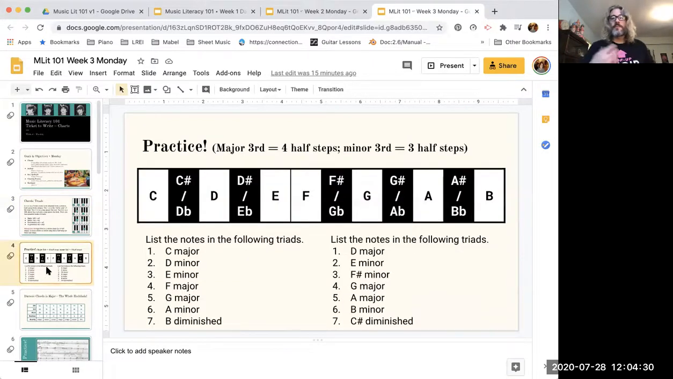So we practice making the chords together, divide and conquer. Everybody in the class gets to pick 1 or 2 of these and work on them, and then we compare notes.